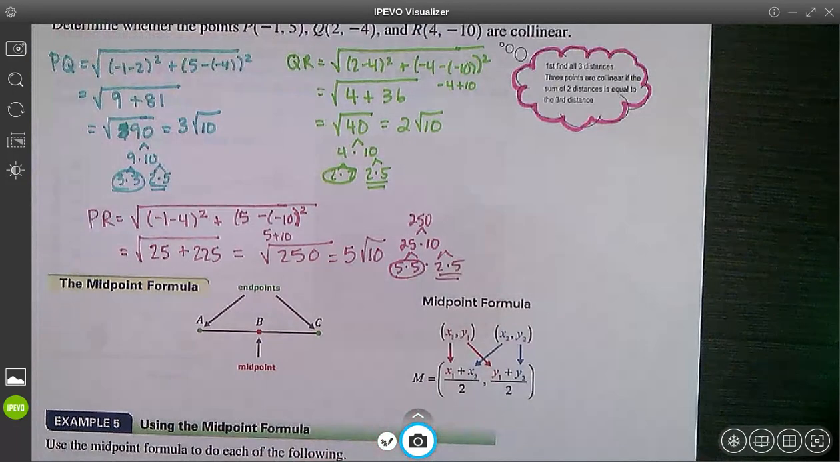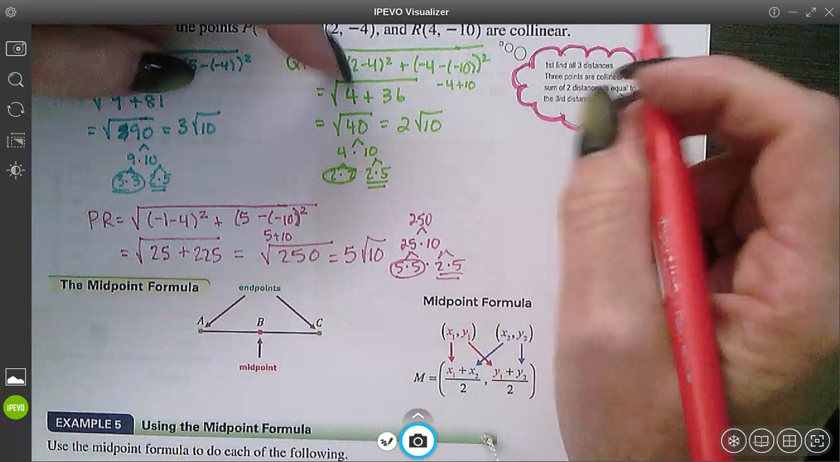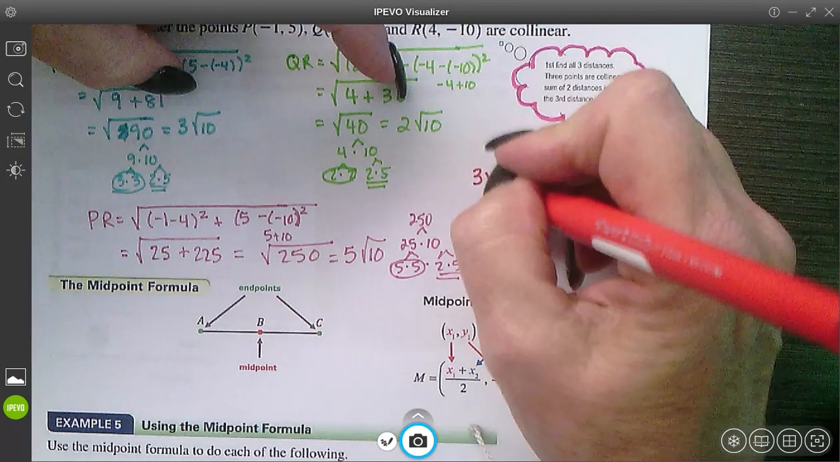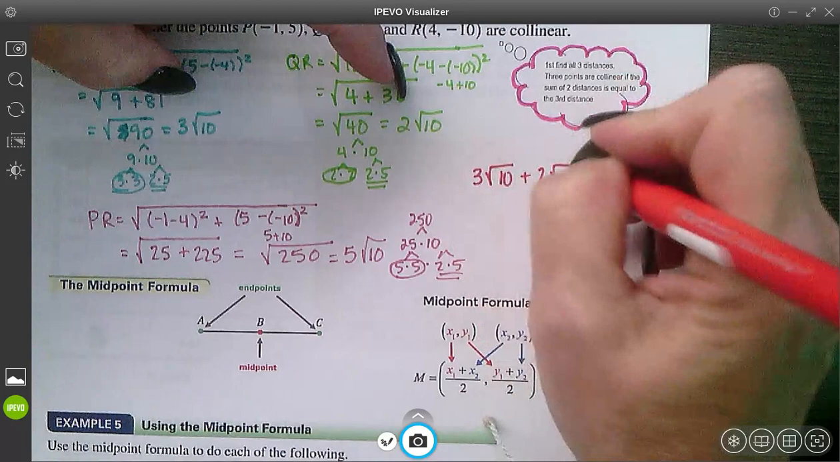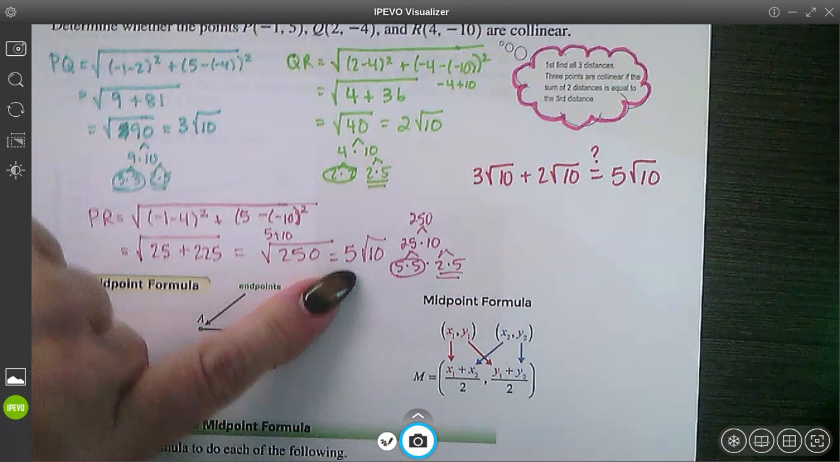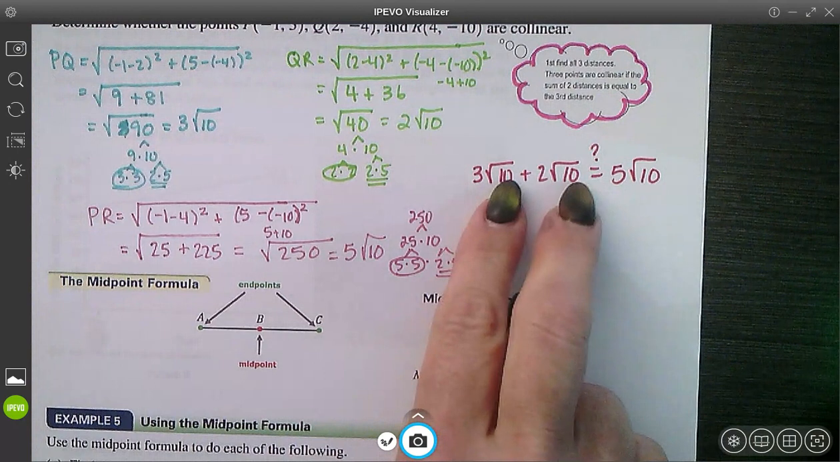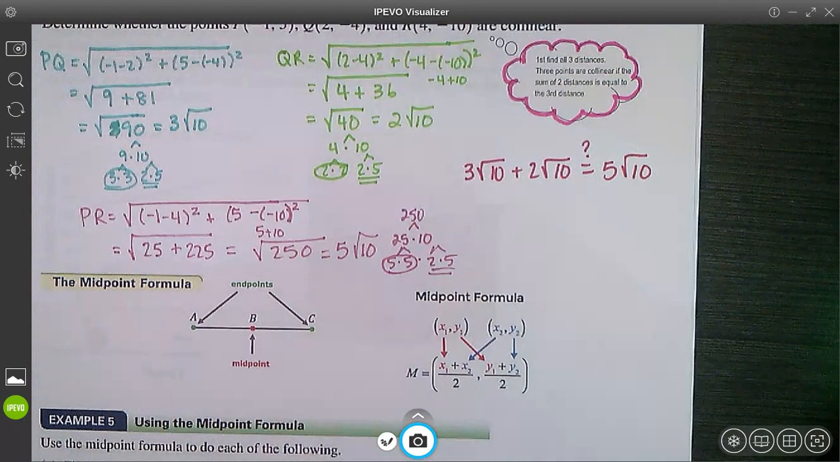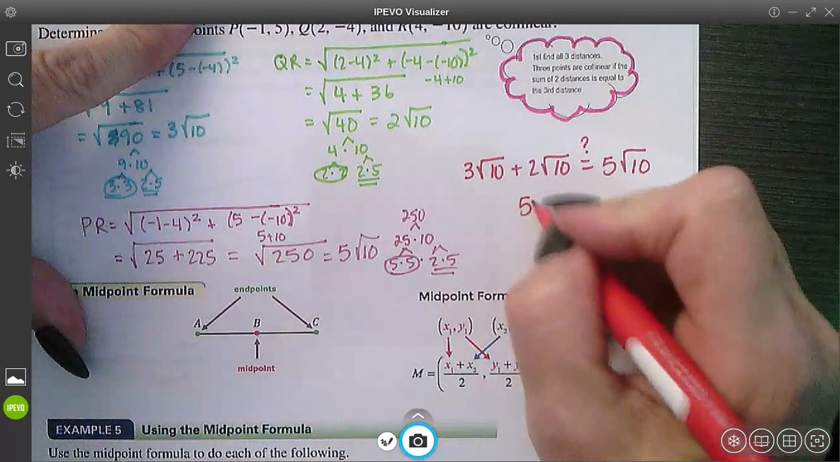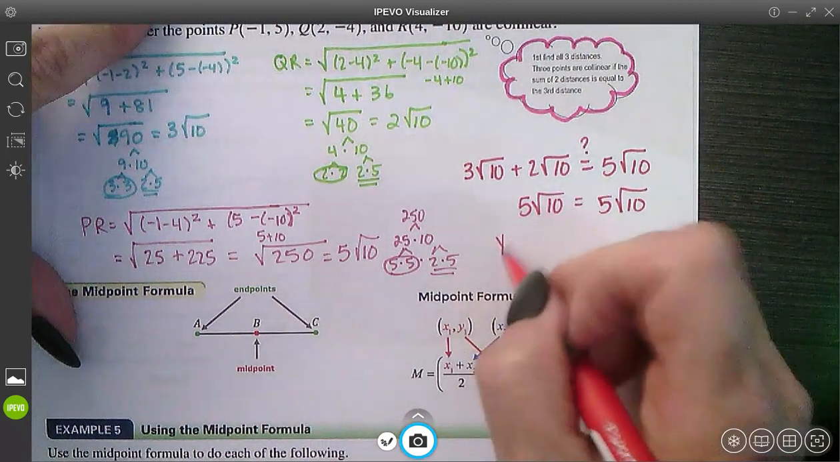Okay. All right, now to check if it's collinear. If it's collinear, then if I add 2 of the distances together, I would get the third distance. So I want to add the 2 shorter distances, so 3 square root of 10 plus 2 square root of 10, and see if that is equal to the third distance of 5 square root of 10. So what I remember about adding radicals is as long as I have the same radicand, then I can add the coefficients. So 3 square roots of 10 plus 2 square roots of 10 would be 5 square roots of 10, and that is equal to 5 square roots of 10. So yes, they are collinear.